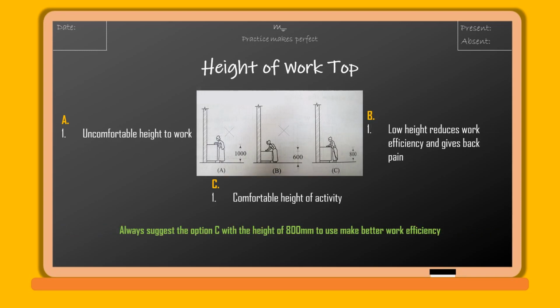The height of the worktop must be 800 mm from the floor level. It is suggested to avoid back pain and give good comfort while working. It is designed based on the average height of human beings.